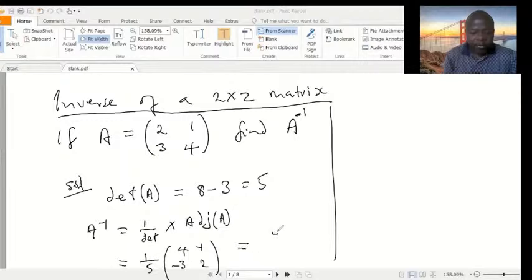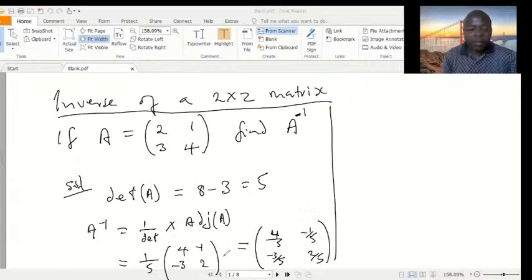So the inverse, you can leave it in this form, or if you want, you can write it as 4 out of 5. Just multiply a fifth inside. 4 out of 5, -1 out of 5, -3 out of 5, and then 2 out of 5. So that is how you get the inverse of a 2 by 2 matrix.